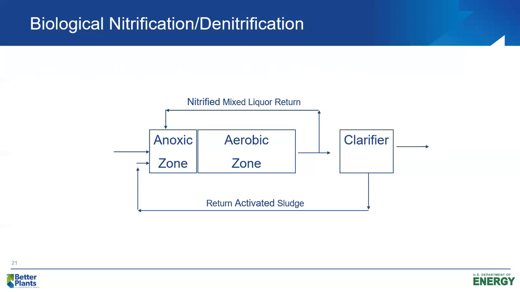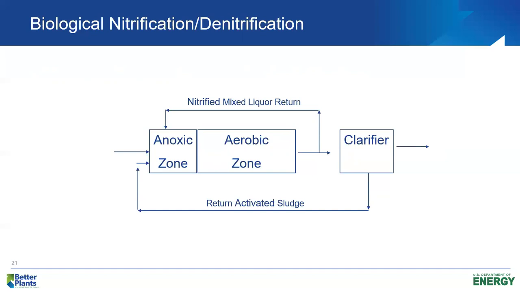Now, we'll get some nitrates returned in the return activated sludge. But again, we'd like to return at a rate of about 2 to 4 times the influent flow rate. In other words, if the flow rate coming in is 1 mgd, typically we want the return mixed liquor flow rate to be 2 to 4 mgd to get the nitrates back to the anoxic zone.